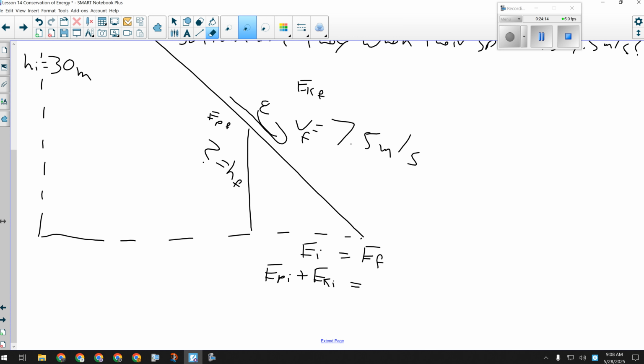And we've also established that at its final point, it does have potential energy because we're being asked to calculate how high above the bottom it is. They wouldn't ask us to do that if it was at the bottom. Plus, it has final kinetic energy because it's moving at 7.5 meters per second. So what I'm looking for is this. How am I going to get HF by itself?